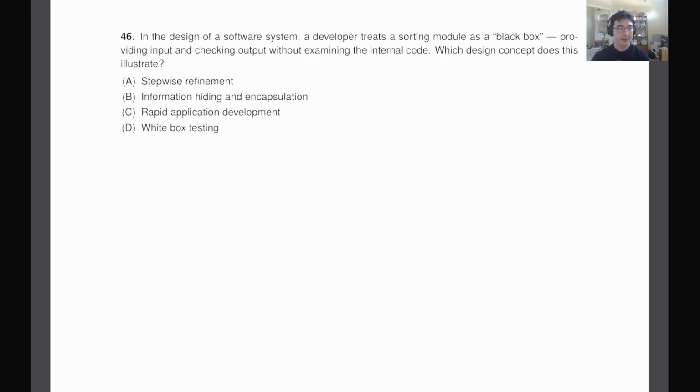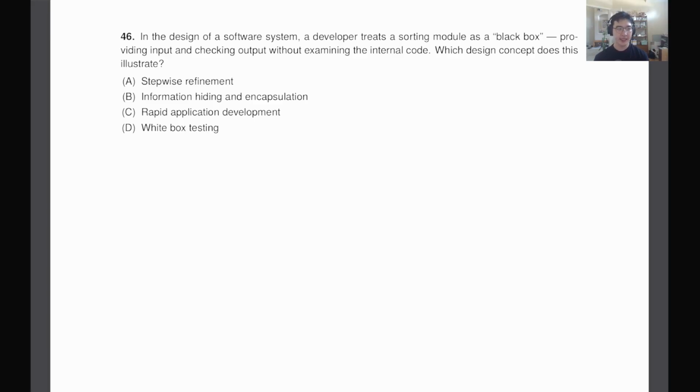Question 46. In the design of a software system, a developer treats a sorting module as a black box, providing input and checking the output without examining the internal code. Which design concept does this illustrate? Just looking at these terms, make sure you write these vocabulary terms in your vocabulary list and write the definitions down as well.